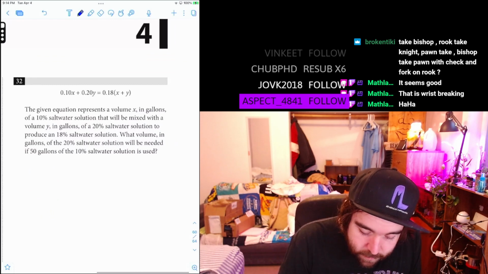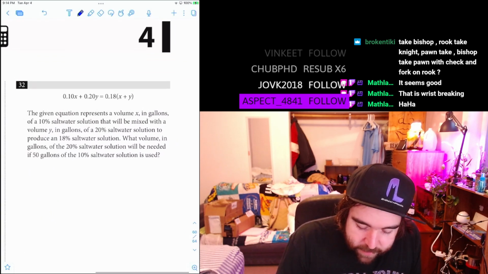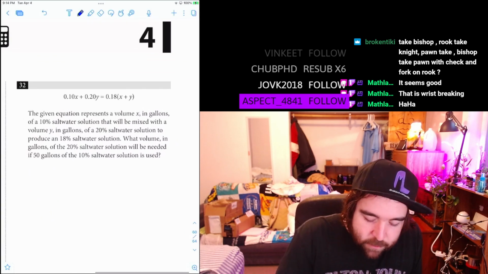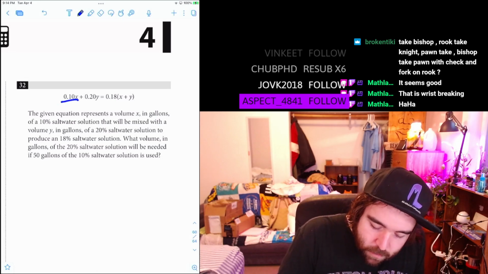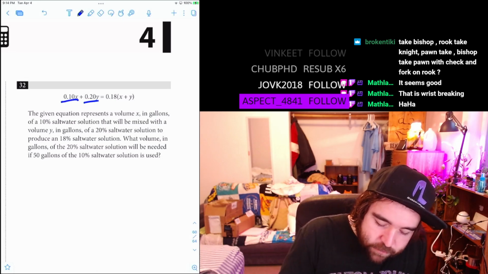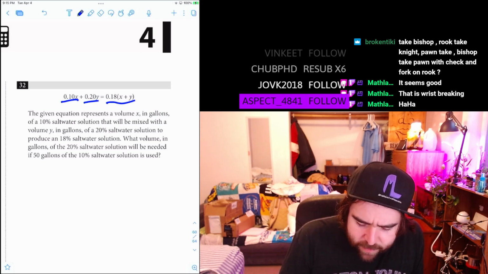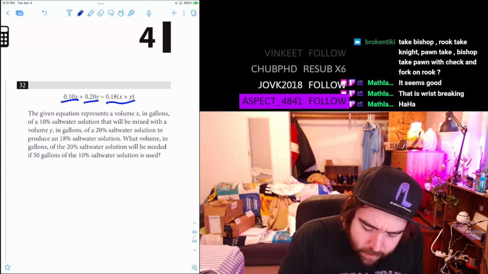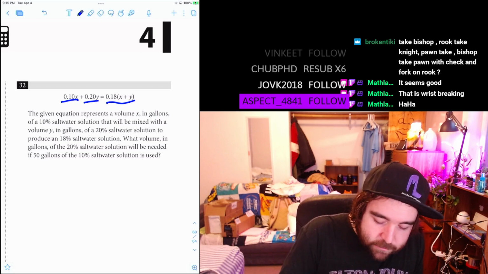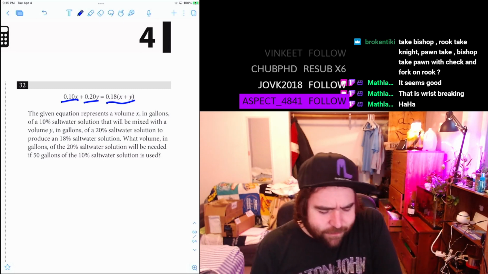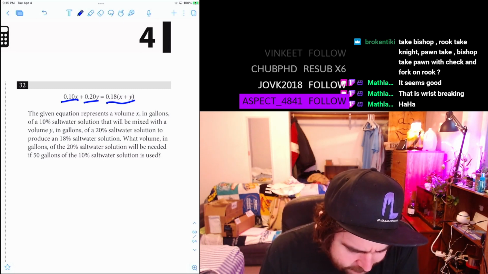Next. The given equation relates the volume X of a 10% solution mixed with the volume Y of a 20% solution to get an 18% solution. Yeah, we could have just written that equation ourselves. What volume in gallons of the 20% will be needed if 50 gallons of the 10% is used? Okay, so they're saying X equals 50, solve for Y. So if X equals 50.